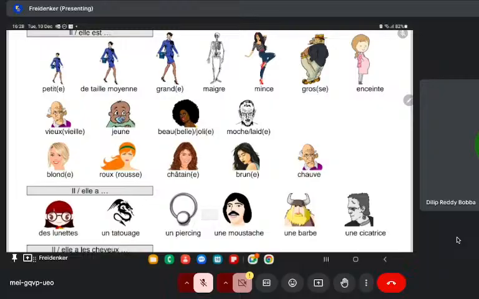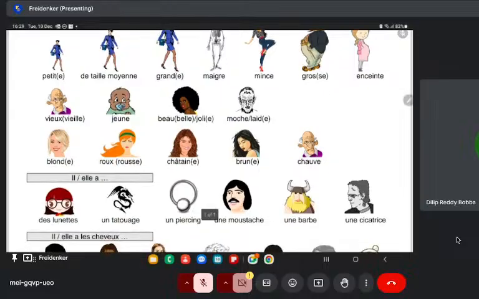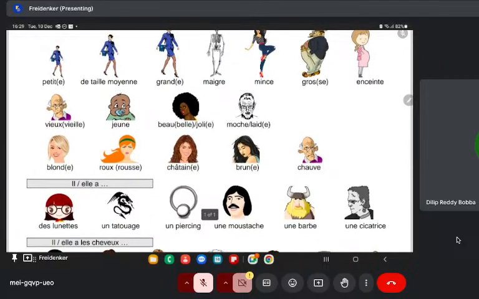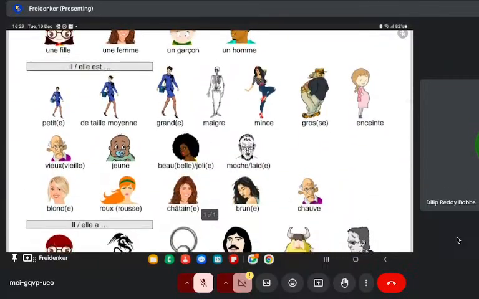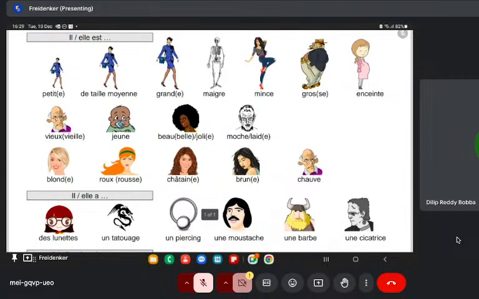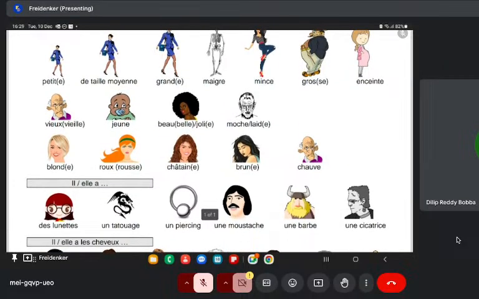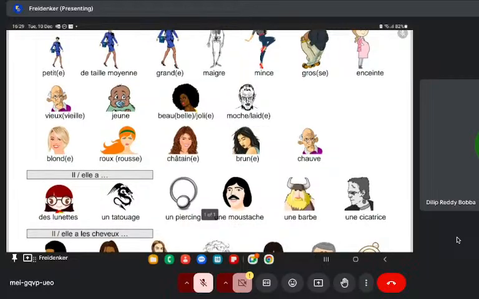Beau is handsome. Belle is beautiful. Joli is pretty, and if it's female, you'll add an extra e: jolie. Moche means ugly. So that is an adjective. Laid and laide: if you add an e, it becomes feminine. Blond means you have blonde hair. If you don't add an e, it's for male people, and then you have blonde for females.